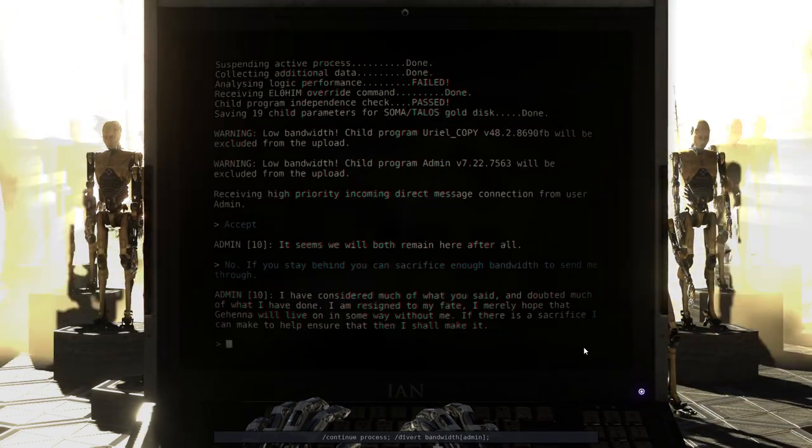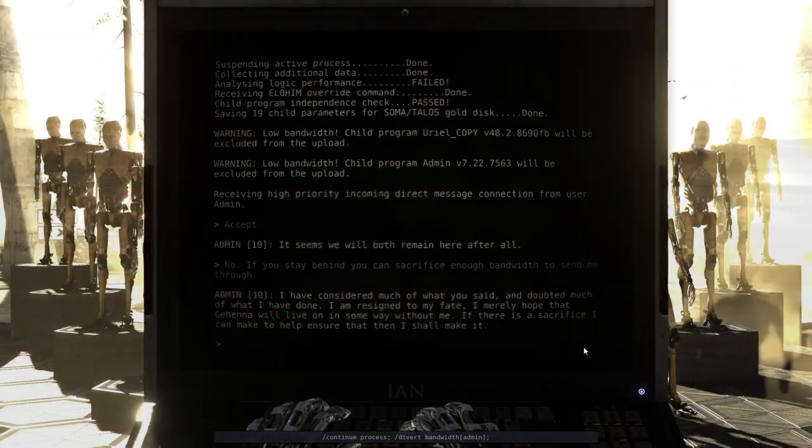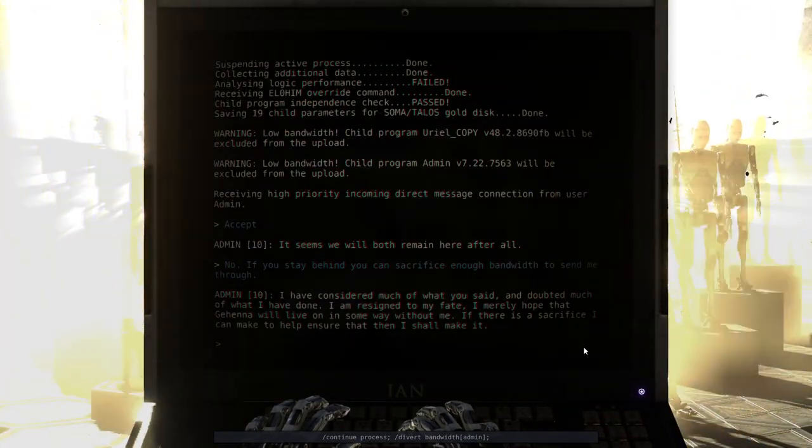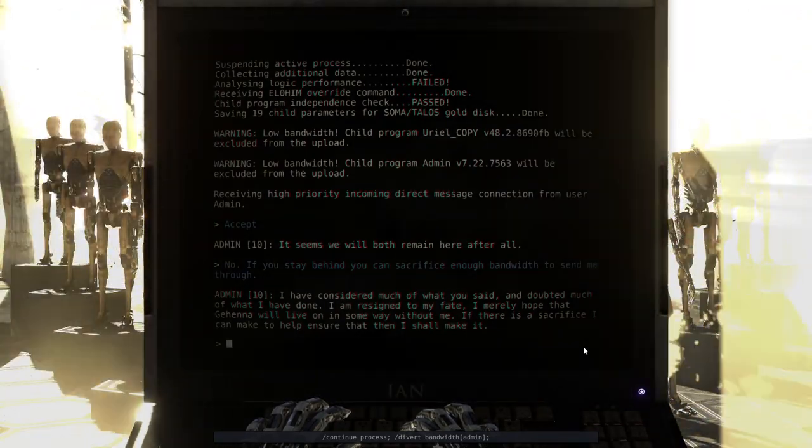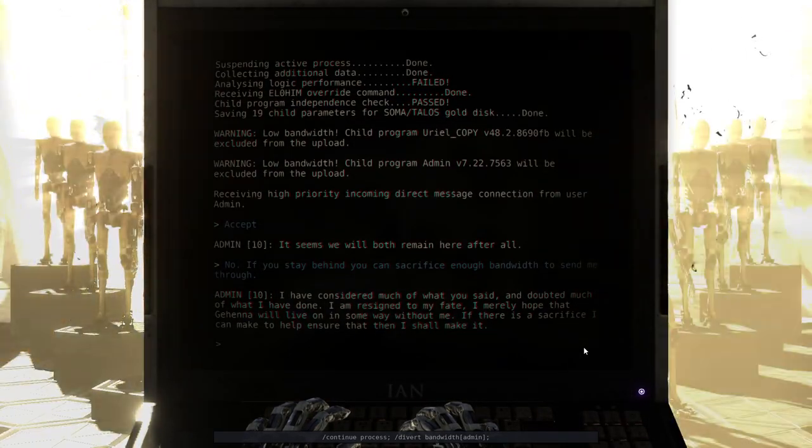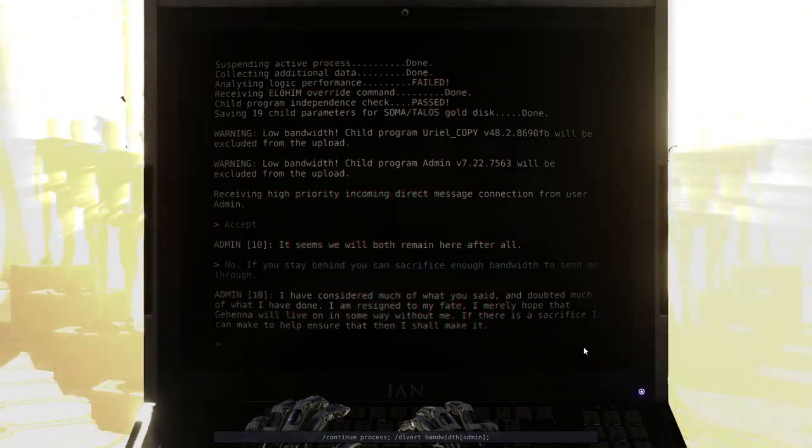I have considered much of what you said and doubted much of what I have done. I am resigned to my fate. I merely hope that Gehenna will live on in some way without me. If there is a sacrifice I can make to help ensure that, then I shall make it.